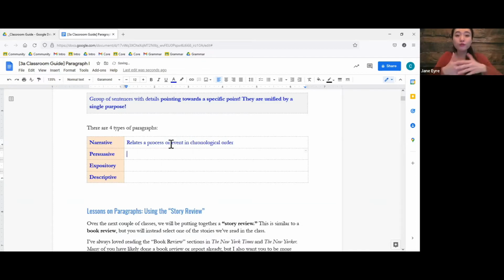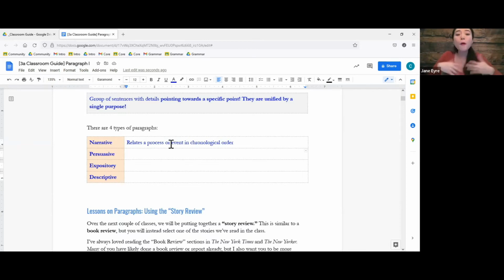Now, when I'm talking about a narrative paragraph, it relates a process or event in chronological order. Very straightforward. You may be giving some historical background or context, or if you're talking in the creative sphere, maybe you're just narrating a series of things that are going on. Very basic. So that is what I mean by narrative.